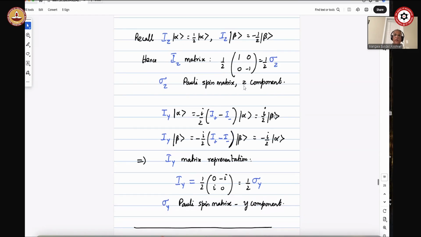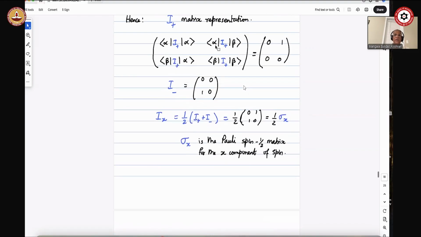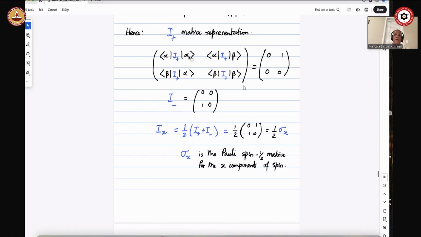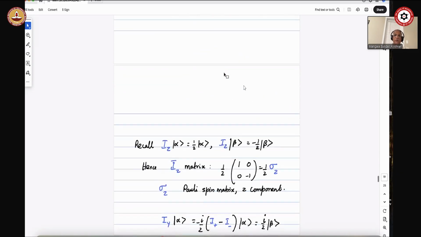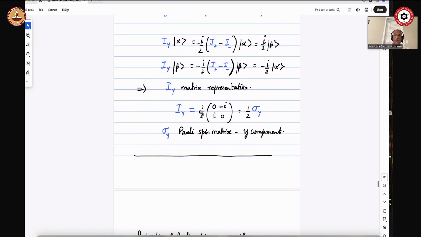Therefore, you see Iy on alpha gives you beta, and Iy on beta gives you alpha. So you can see that Iy on alpha gives you beta; this part is 0. Iy on beta gives you alpha. Alpha is 1, so this part is non-zero. This part is non-zero. This part is 0. Iy is given by 1 by 2, 0 minus I, I 0. This is the famous Pauli spin matrix Y component.